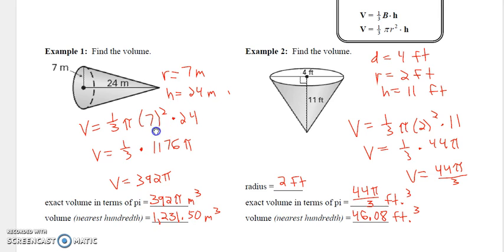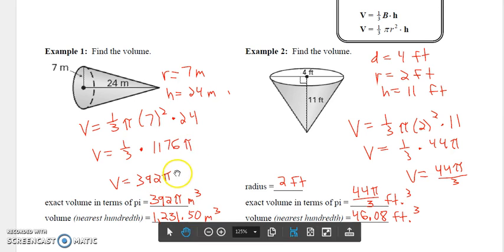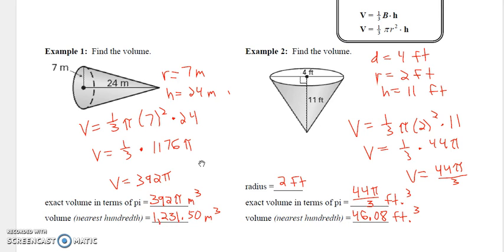I'm going to square this first, 49. Then I multiply by 24 and get 1176. Then I multiply by a third, or divide by 3, same thing. I get 392, and I put the pi on the side. Remember, that's 392 times pi. When it says exact volume in terms of pi, you want to leave the pi in the answer.